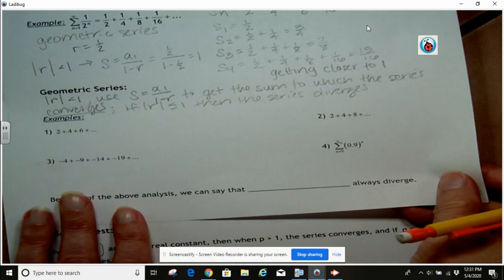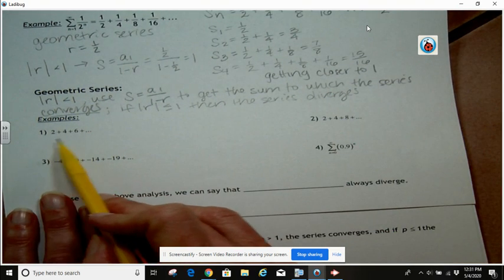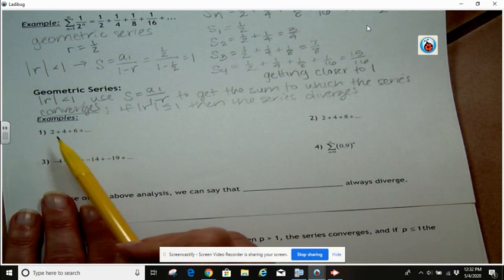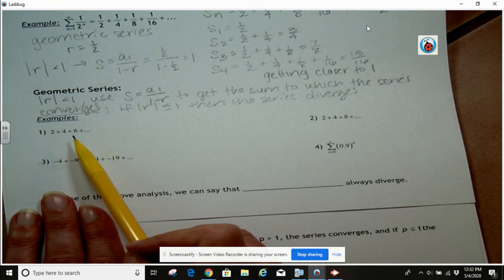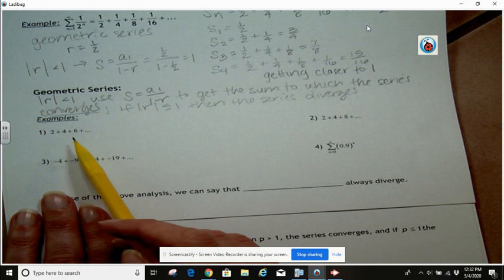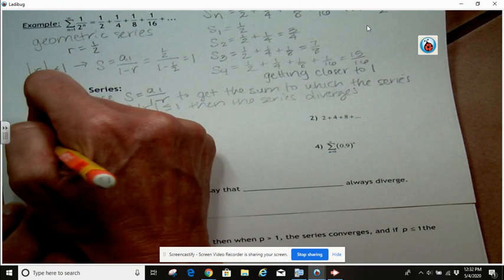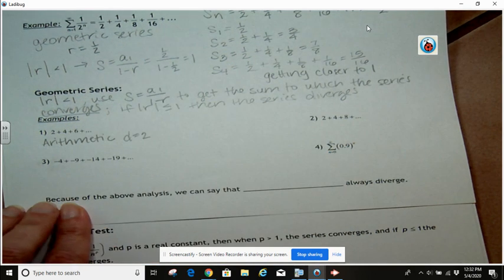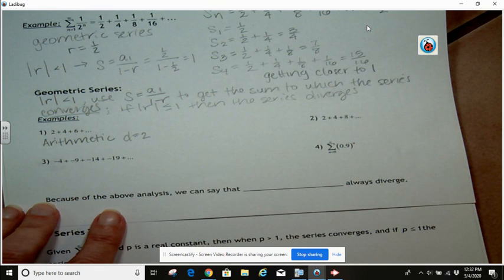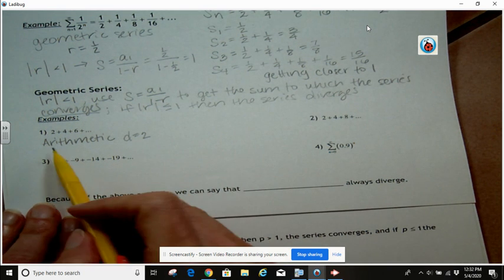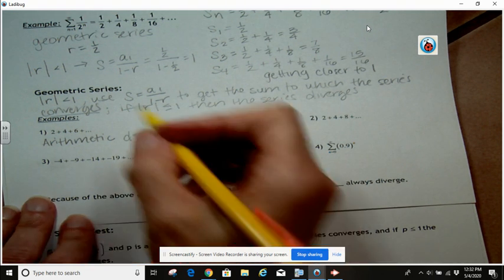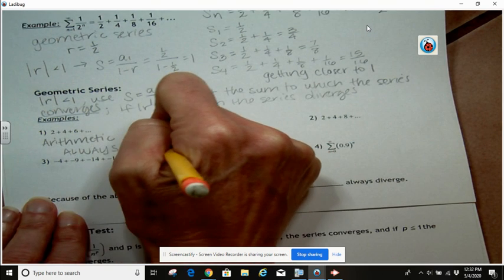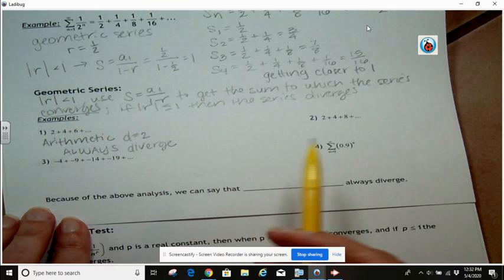So let's look at some examples. All right, so example number 1, this is actually not geometric, right? You're not multiplying by the same thing each time. There is no one value that you could multiply each time to get from one term to the next. This, though, is arithmetic. So arithmetic, we know because we can see that there is a common difference because we are adding 2 each time. So if it's arithmetic, you don't have really any work to do after you determine it's arithmetic because there's a common difference. Arithmetic series always diverge. So after you say that it's arithmetic and a common difference, then you can just say diverge.